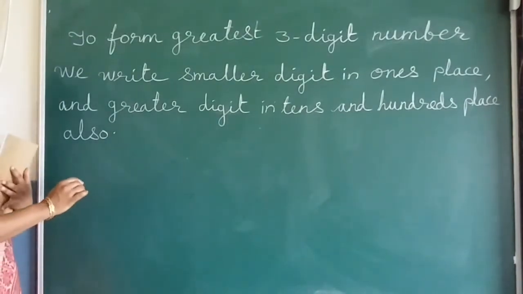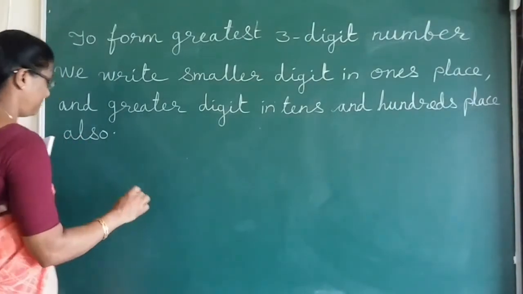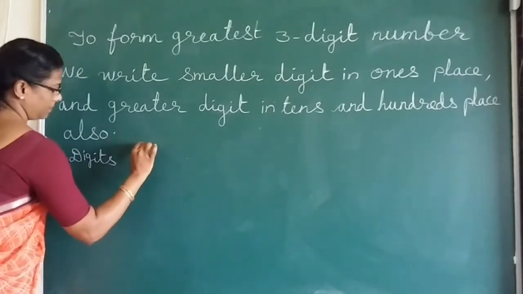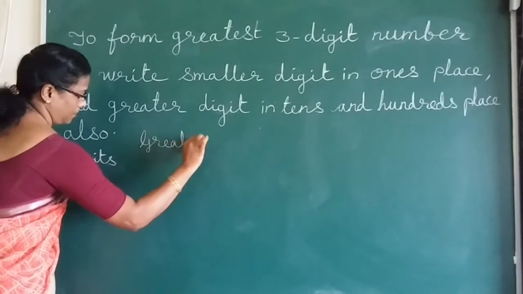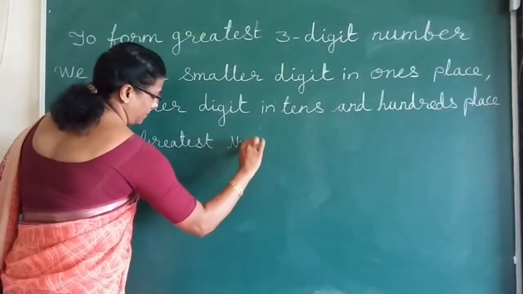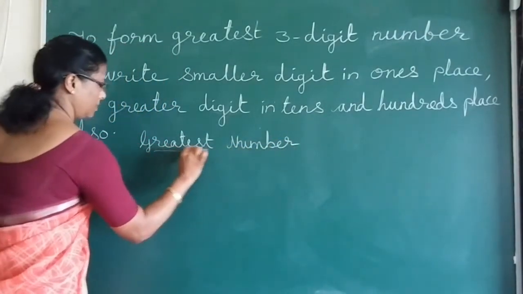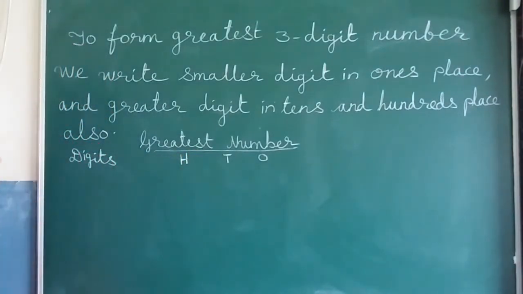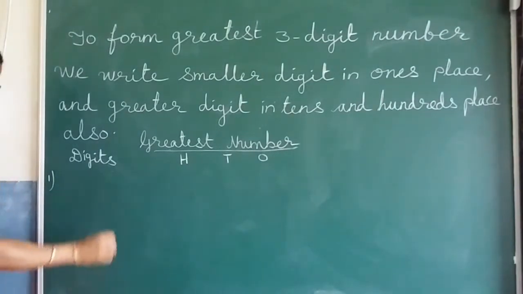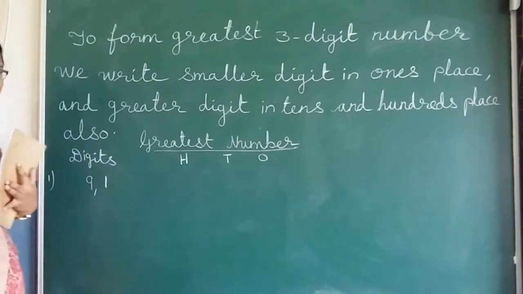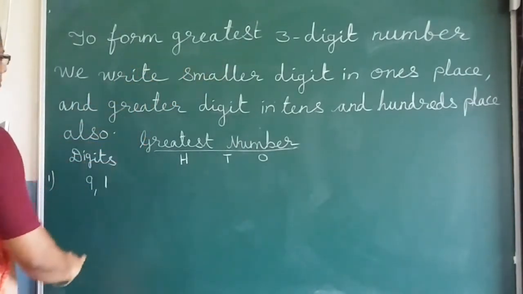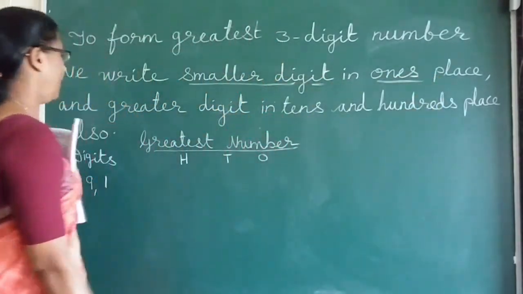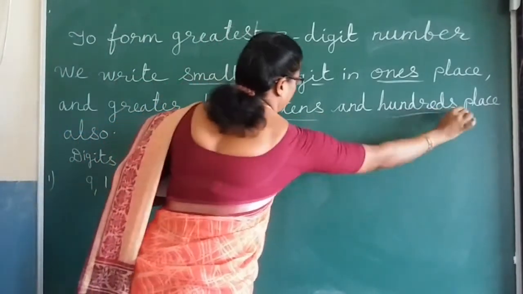First, we make a place value chart of ones, tens, and hundreds. For example, 9, 1. To form the greatest three-digit number, we write the smaller digit in ones place, and the greater digit in tens and hundreds place also.